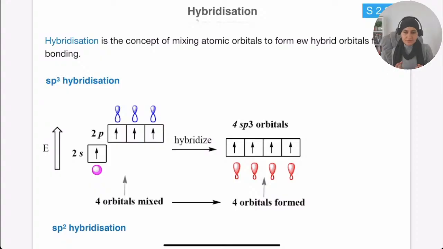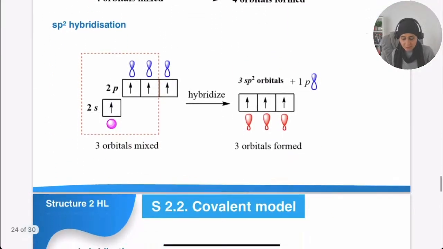Now, in sp3 hybridization we have four sp3 hybridized orbitals. Now, you could have sp2 hybridization. In that case, one s orbital and two p orbitals would be mixed in energy. So you get three sp2 hybridized orbitals, and one p orbital would be left unhybridized at its own energy. These would form sigma bonds, and this one would form a pi bond. So the unhybridized p orbital would form a pi bond with another atom.